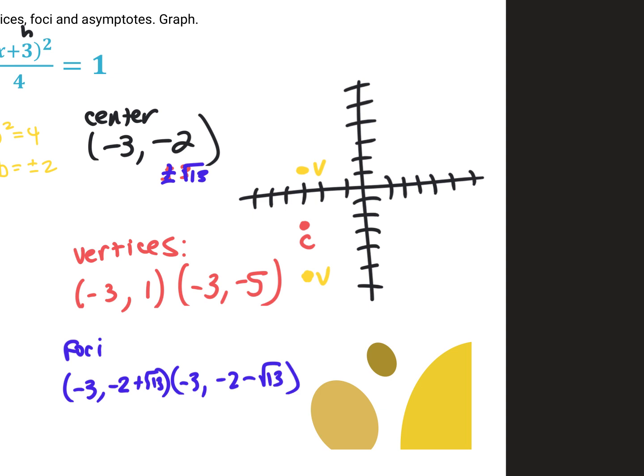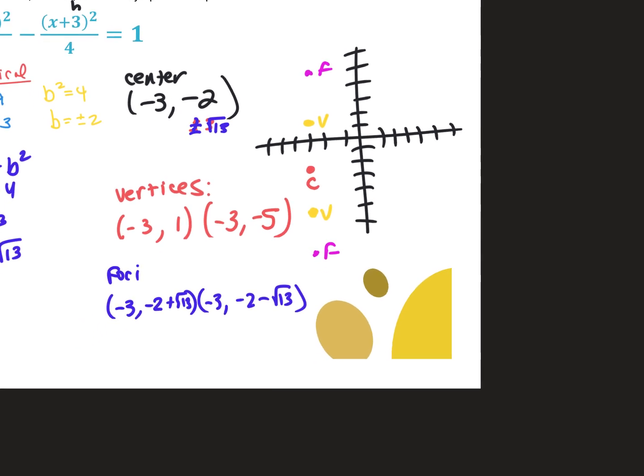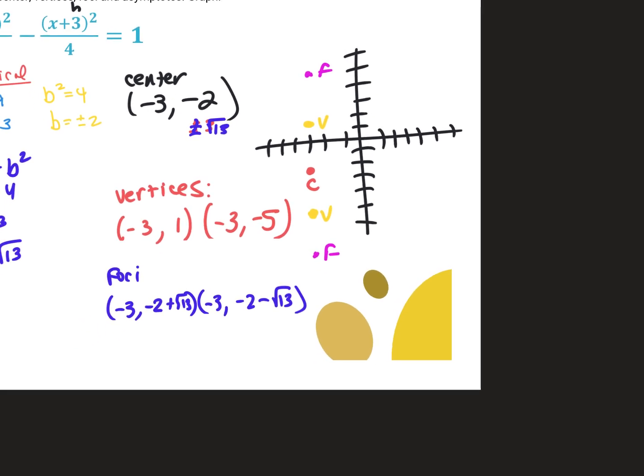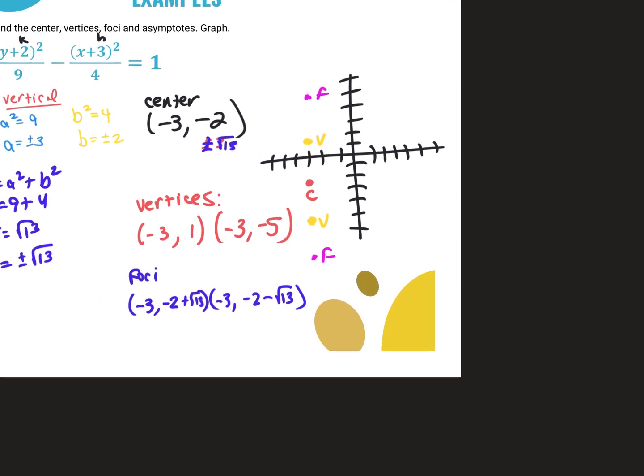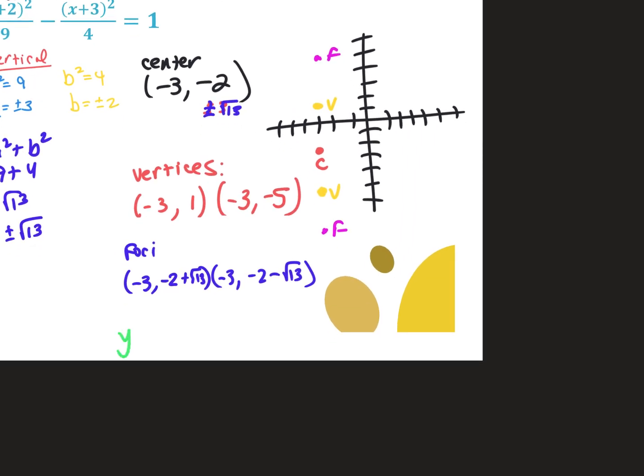So my foci, I don't need you guys to be perfect. It's going to be up here-ish and down here-ish. How do I know kind of where they are? Which way do your branches open? Towards the foci. So your branches are going to go through your vertex and open towards the foci. Now I need to figure out what the boundary line is that these are not going to touch. This is all you guys have to do. What kind of a hyperbola did we start off talking about? Vertical, right? So your equation of your asymptote is y equals, well, look at it. It changes a little bit.